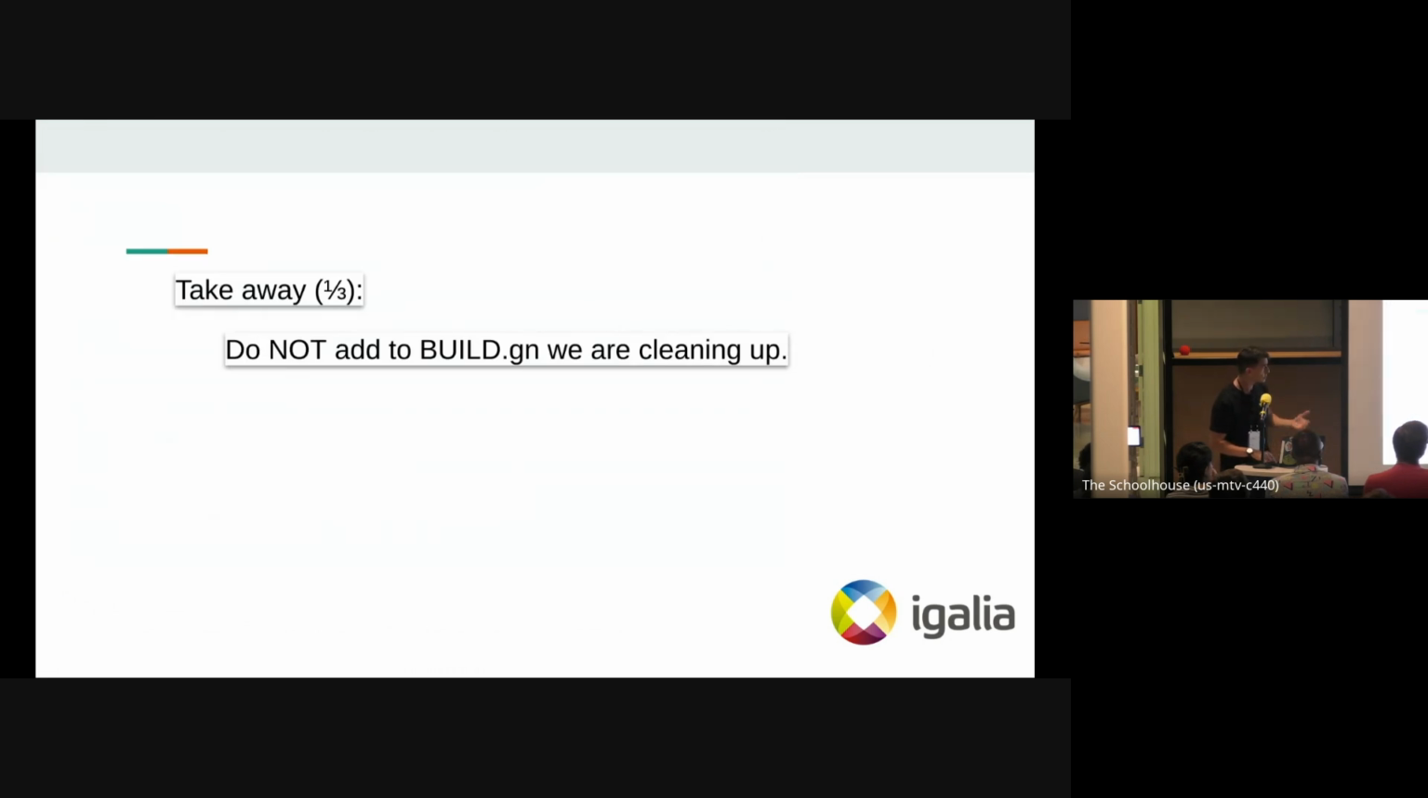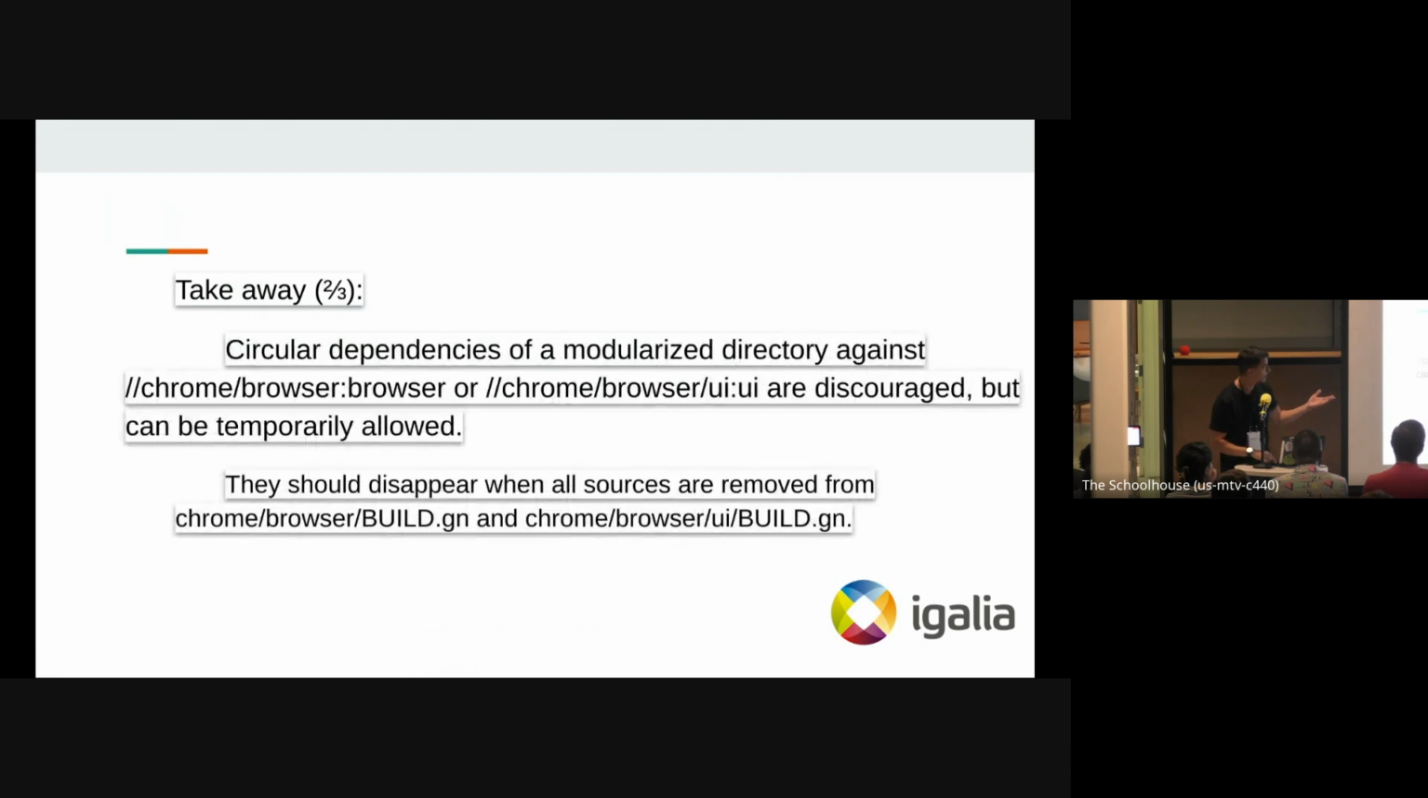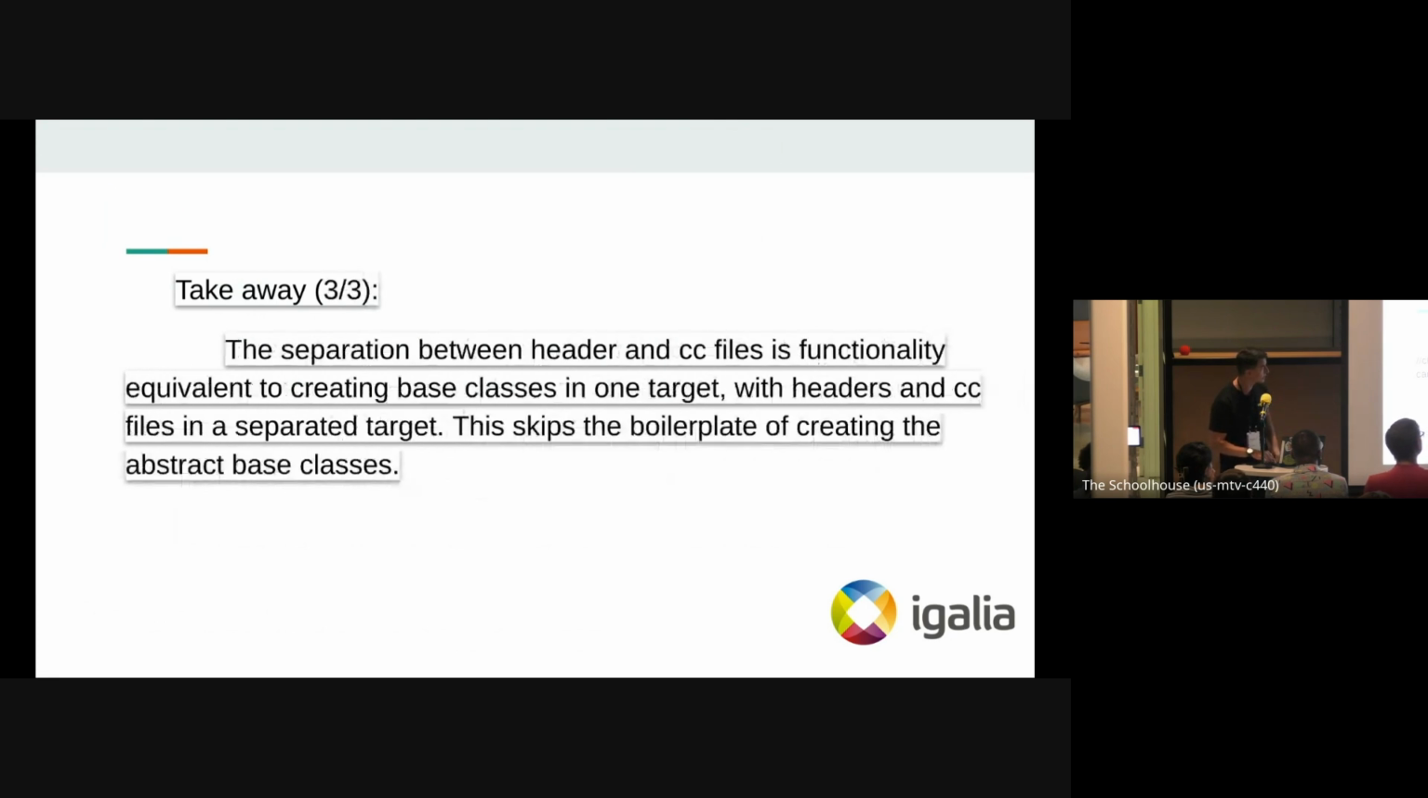What are the takeaways? Do not touch, if you can, the build.gn files that we are actually cleaning up. Circular dependencies are discouraged, but they are allowed temporarily, and they are supposed to go away when the major build.gn files are cleaned up. And the separation that we did with API and implementation targets could be reached in C++ if we do an interface and implement the interfaces in the other target. In C++, we do it in GN.